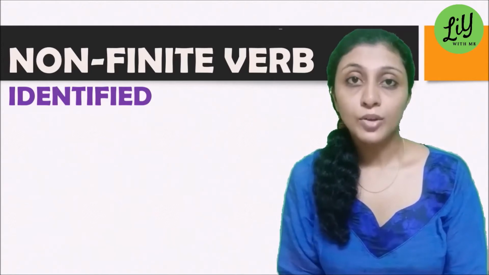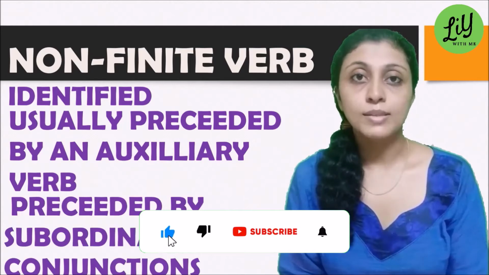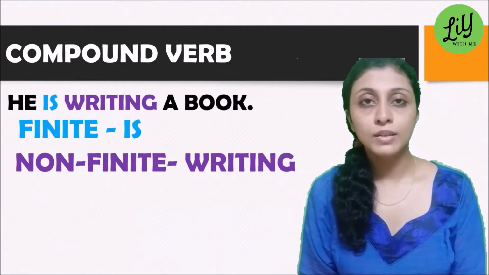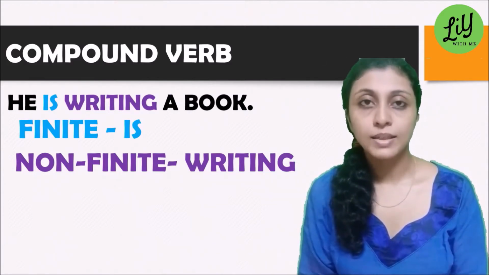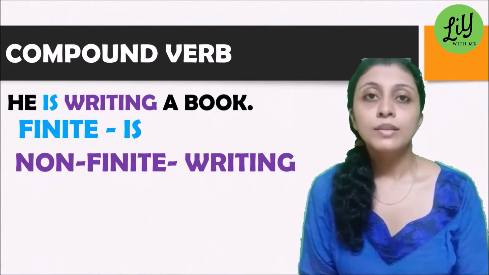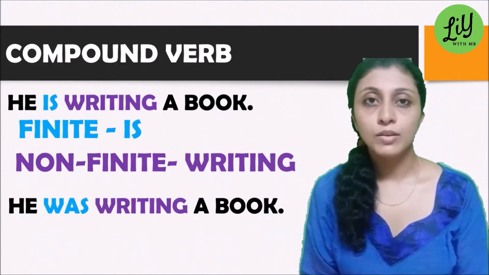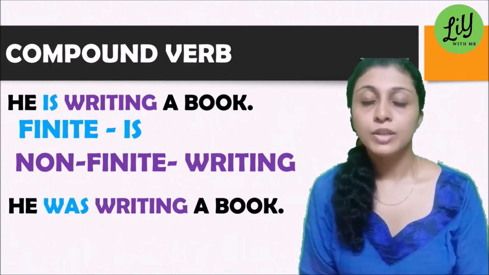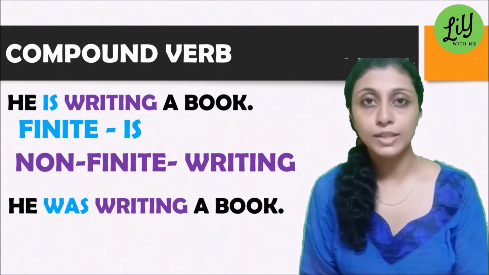In the case of a non-finite verb, the non-finite verbs are also seen along with the subordinating conjunctions. He is writing a book. So over here, is is the finite verb and writing is the non-finite part of the sentence. So in this case, if I change the tense, it would be he was writing. So you can say that writing is the verb which does not change with the tense, and hence writing can be referred to as a non-finite verb.